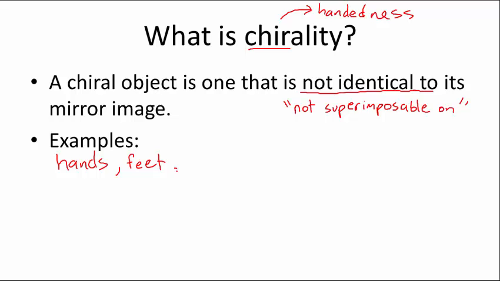Also, shoes are chiral. A left shoe and a right shoe are not identical, but they are mirror images of each other. Most winter gloves are chiral. Some other things that are chiral: almost all of the structural molecules that you're made of. Not counting the water. Water is not chiral. But most of the organic molecules that you are made of are chiral.